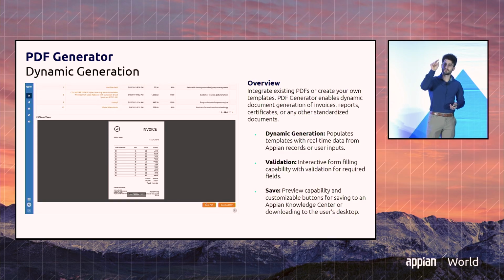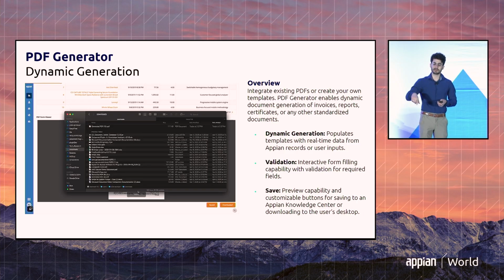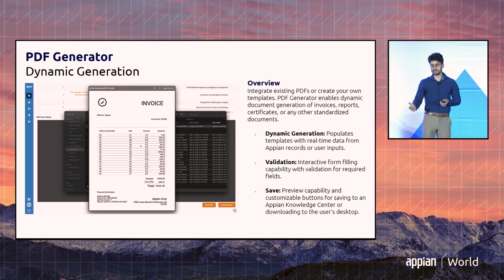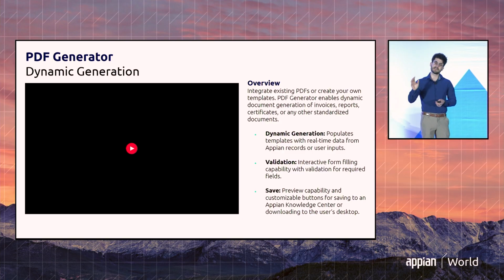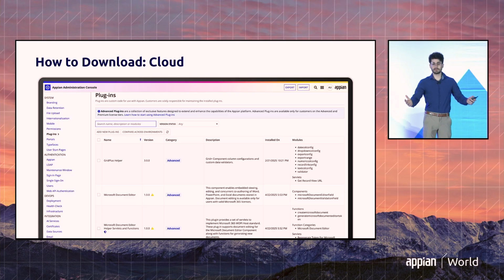So when I click to different record views, they have different data in it, and those invoices automatically adjust depending on what data is being inserted. I can either save it to my desktop right here, or I can save it to an Appian Knowledge Center. So how to download these?